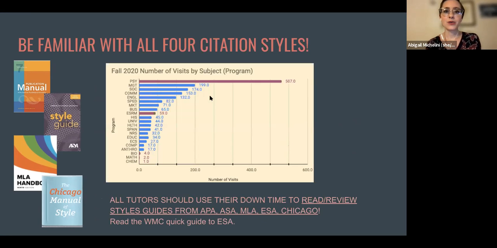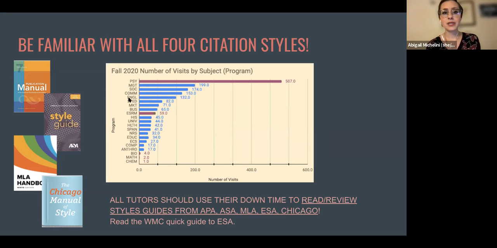Okay, so this is an overview of some of our visits to the WMC. And this is something that you definitely want to pay attention to because it shows how many different types of majors that we get. This is pretty accurate year after year, and it will dictate what kinds of citation styles come in. So you can see the majority of our visits last year in fall were from psychology, followed by management, sociology, communications, and then English.